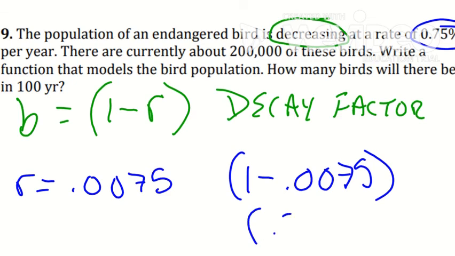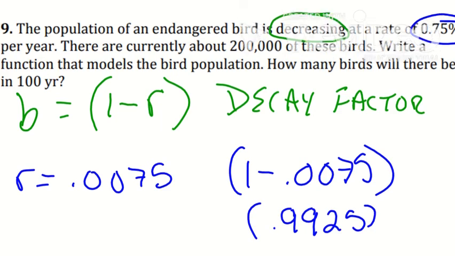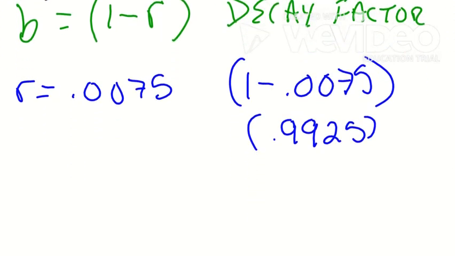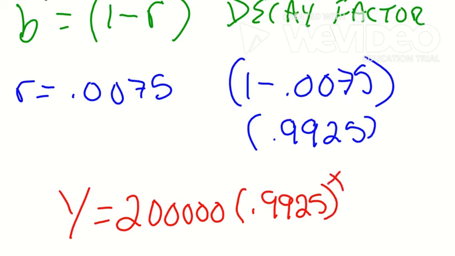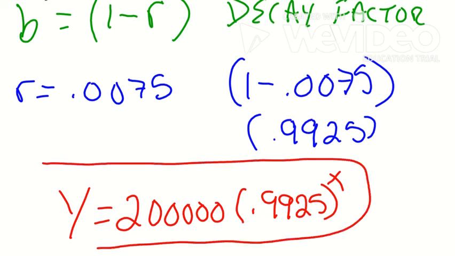which would be 0.9925. So I know my starting amount was 200,000 birds. I know my decay factor now is 0.9925. So for any model, I'm going to use x as my exponent. So this is the equation that models my situation.